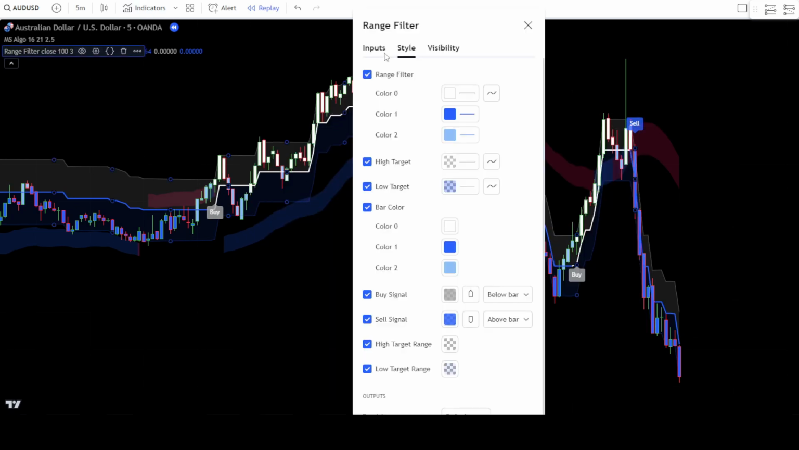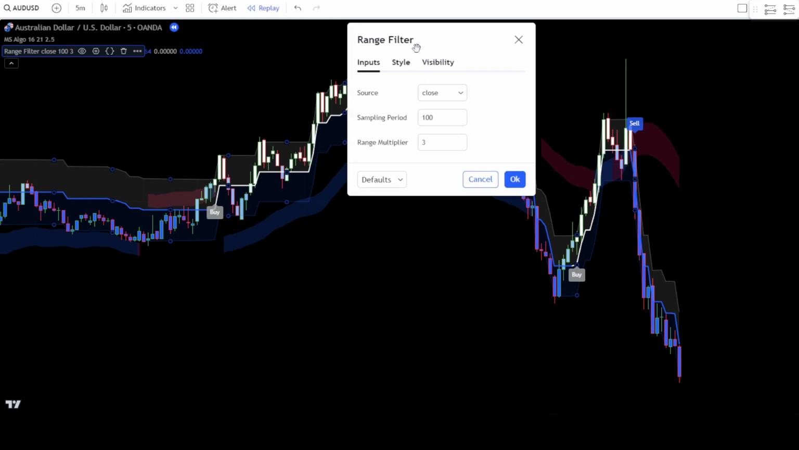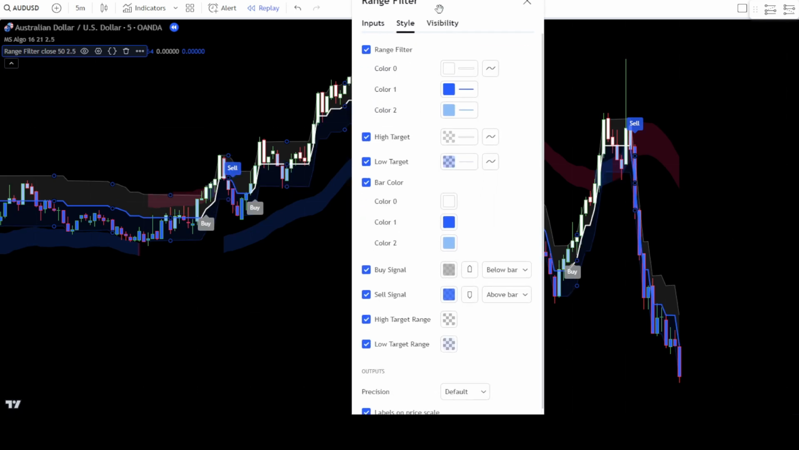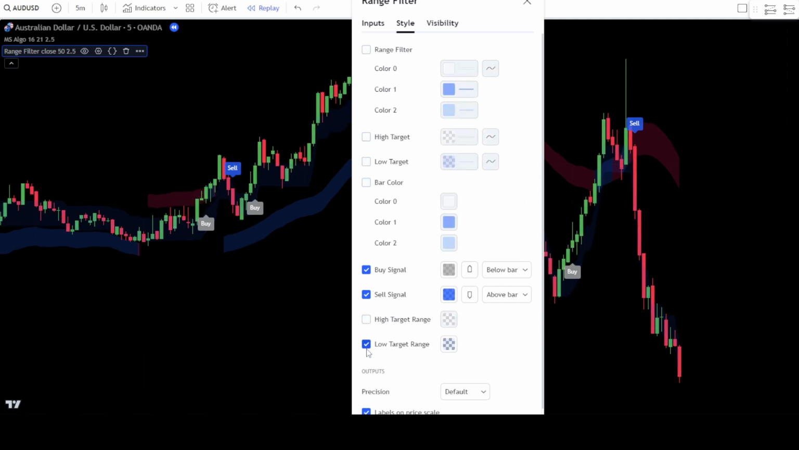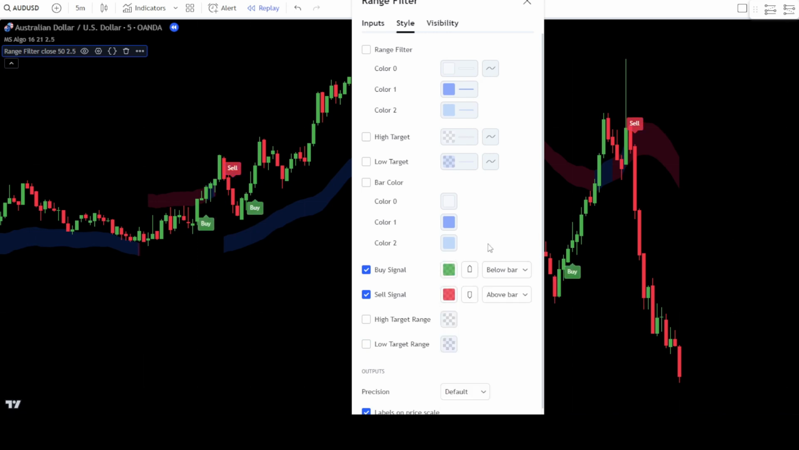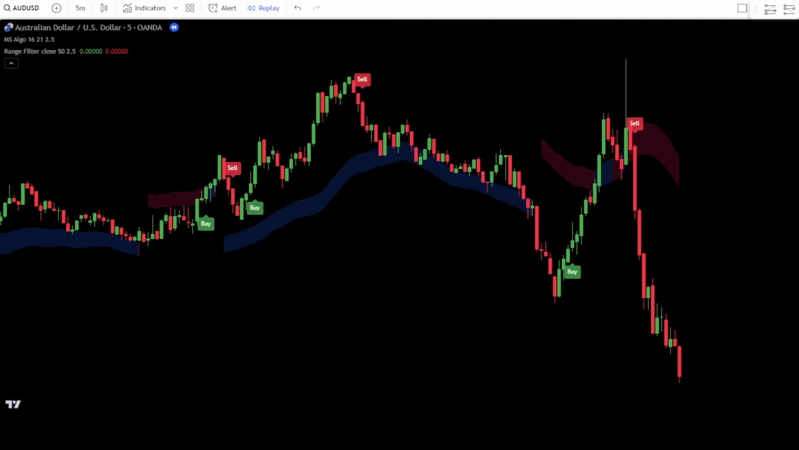Next, configure the Range Filter Buy and Sell 5 minutes indicator. Go to the Settings tab of the indicator. In the Input tab, change the sampling period value to 50. Then also change the range multiplier value to 2.5. After that, go to the Style tab. In the Style tab, uncheck all the boxes except for the Buy Signal and Sell Signal tabs. Once done, click OK to confirm the changes. This Range Filter Buy and Sell indicator will be used as a guide for placing orders in the market.